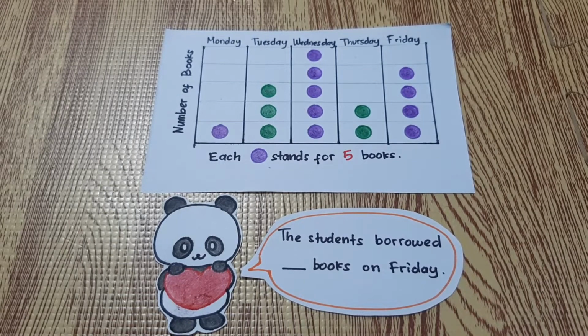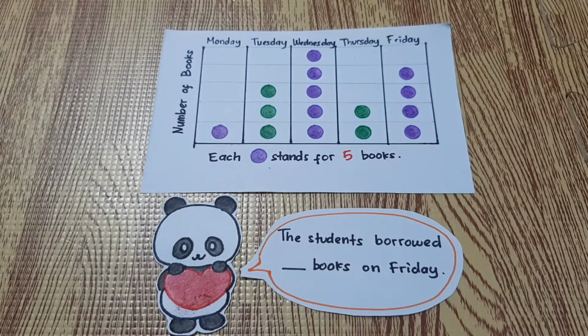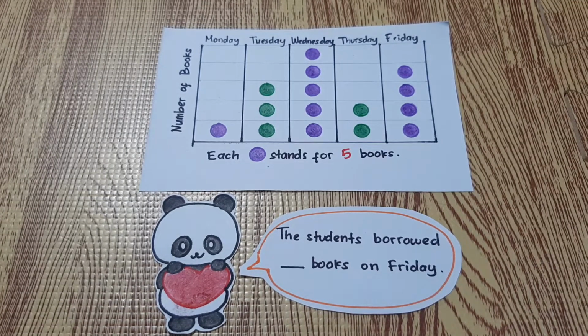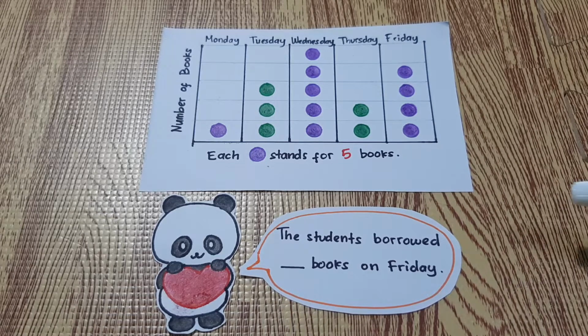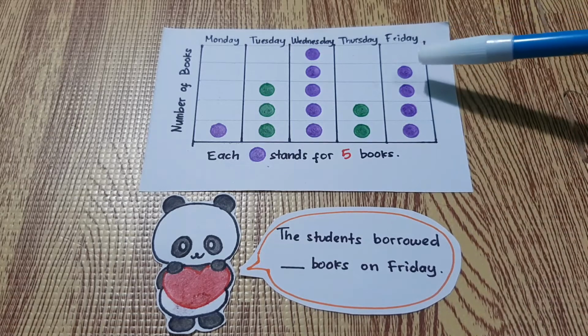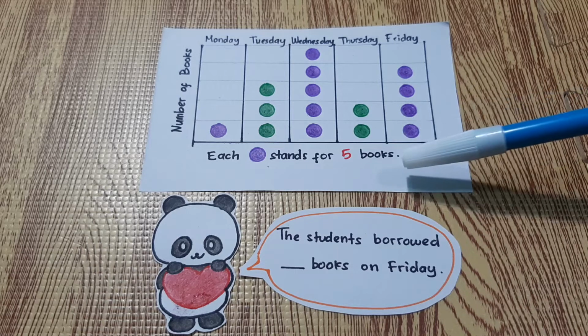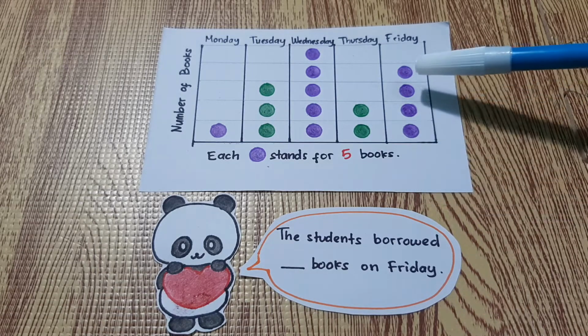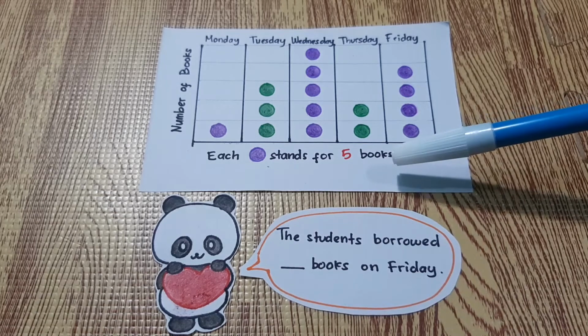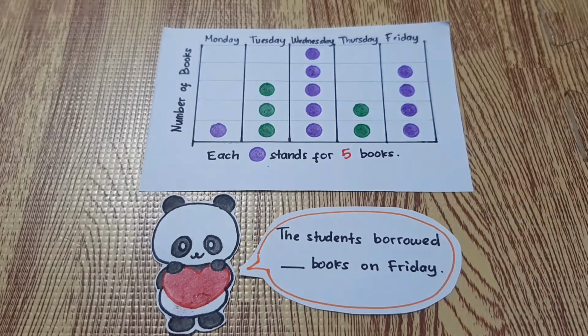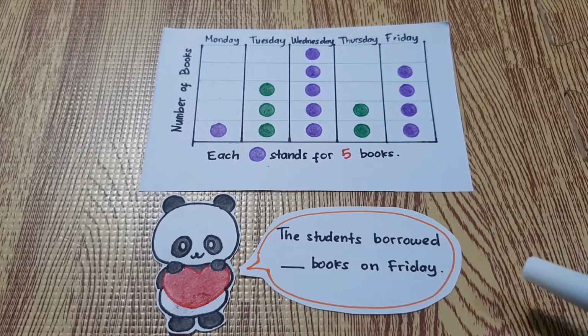Okay, how about this question? The students borrowed a certain number of books on Friday. So how many books is it on Friday? Now, in this case, we don't know how many books, so we have to see from the graph. Take a look at the graph. On Friday, there are 1, 2, 3, 4. 4 circles. Remember that each circle stands for 5 books. So it means 4 times 5 equals 20. So the students borrowed 20 books on Friday.